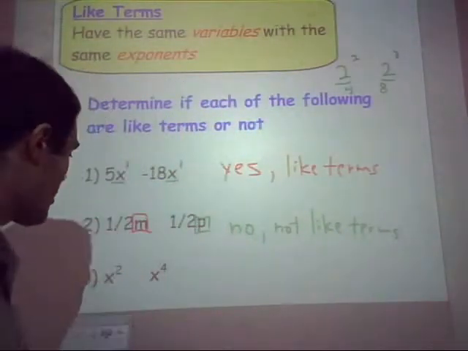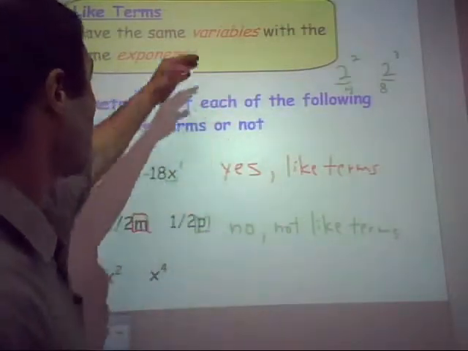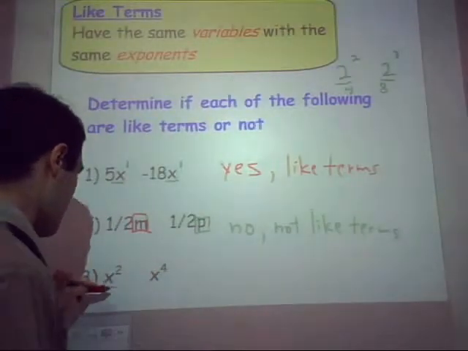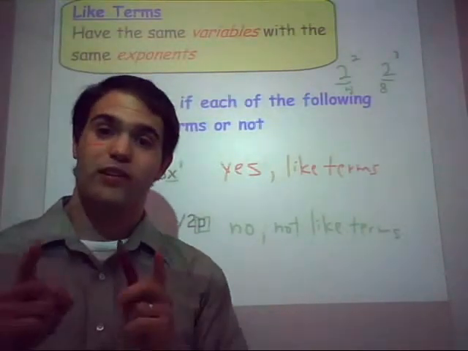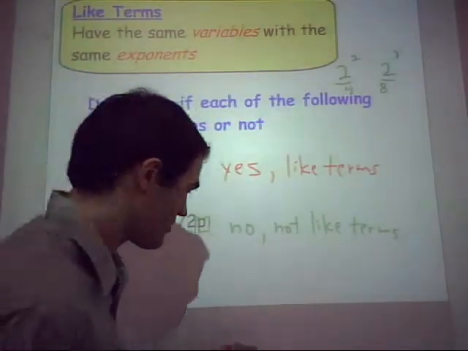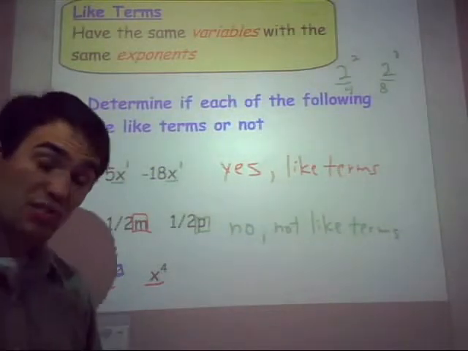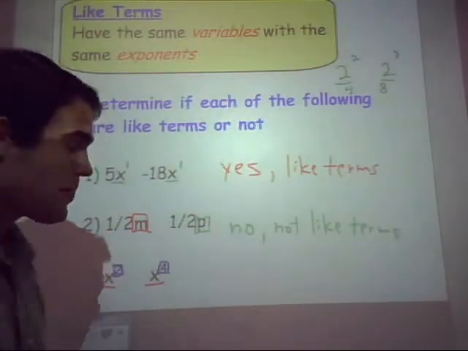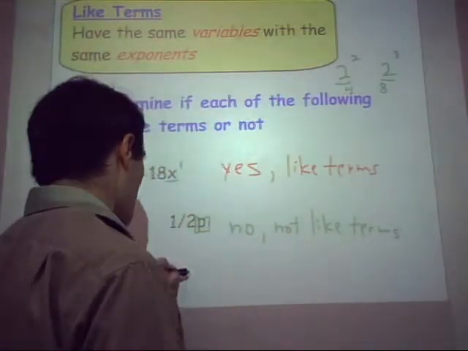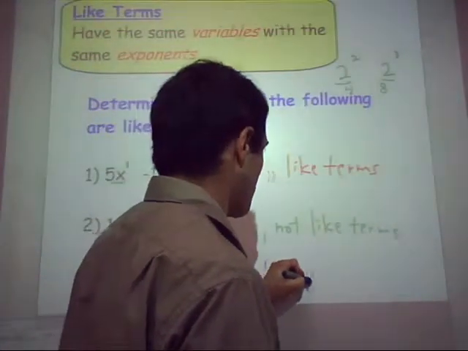Third one, x to the 2nd power, x to the 4th power. Are they the same variable? Yes, they are. We have x, and we have x again. Second question, do they have the same exponent? X to the 2nd power, x to the 4th power. Different exponents, so no, not like terms.